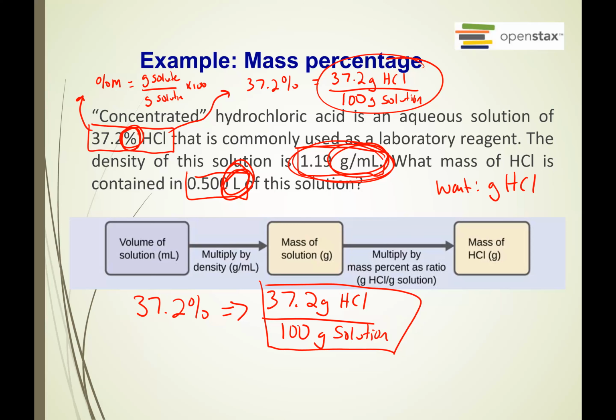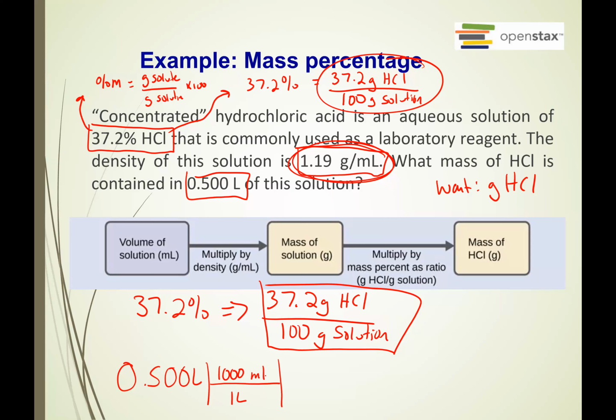So if we start with 0.500 liters, we need to get rid of the liters. Do you see any unit that they've given us that has anything to do with a liter? Anything? Milliliters. So do you see that milliliters? Okay, we need to use that milliliters, but we have liters. Can we go from liters to milliliters? How many milliliters are in a liter? 1,000. In 1 liter, there are 1,000 milliliters.